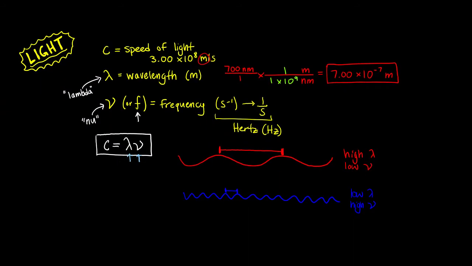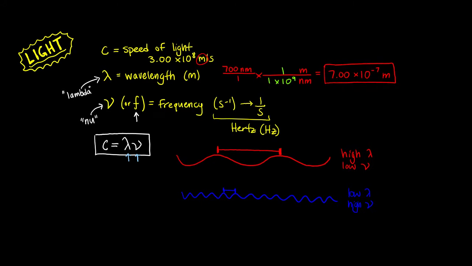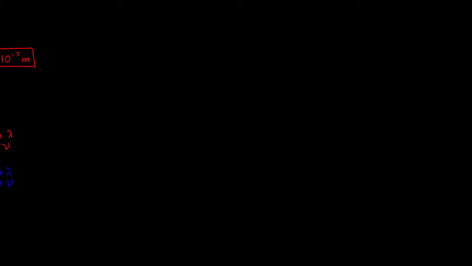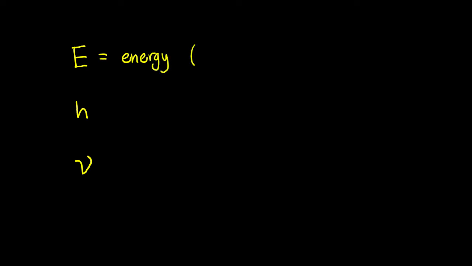Now we're going to talk about how frequency is related to energy, because as you see in this equation, c equals lambda nu, this does not mention energy. Energy, measured often in joules, is proportional to the frequency of light. But there is a proportionality constant called Planck's constant that relates the two.